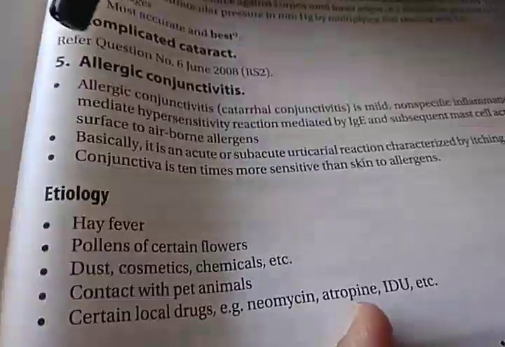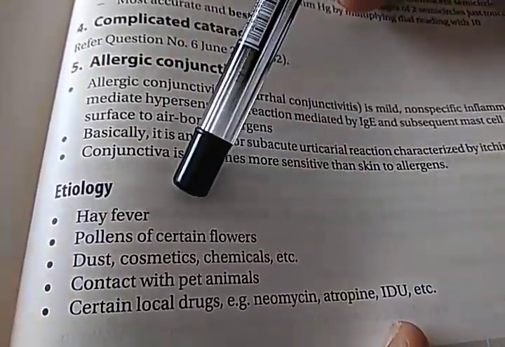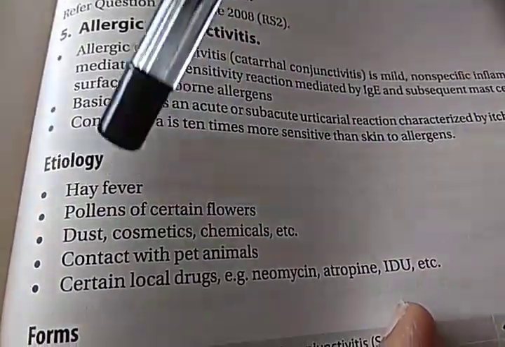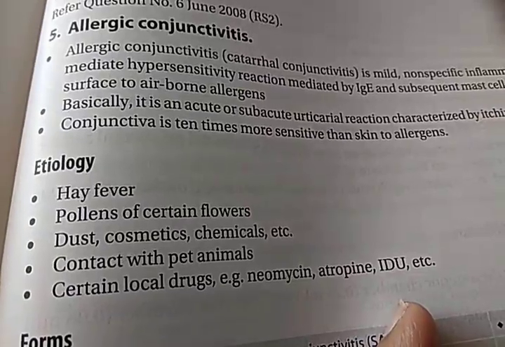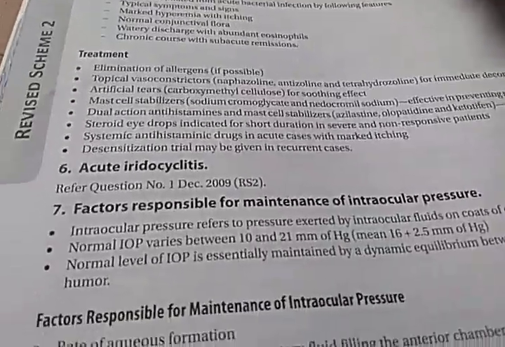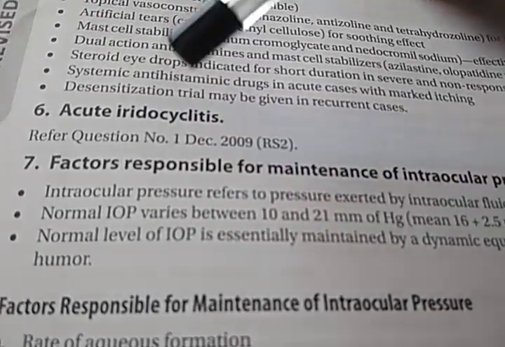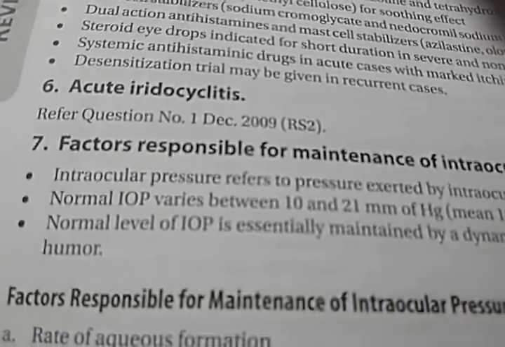See, question number 5, they have asked allergic conjunctivitis, guys. So basically, allergic conjunctivitis, what will you write? Causes will be hay fever, pollen, dust, pet animals, local drugs also. Guys, then they have asked acute iridocyclitis. That is nothing but acute anterior uveitis. You will write that, we hope.